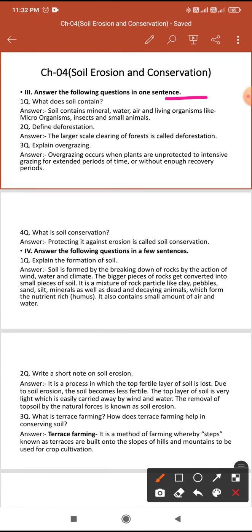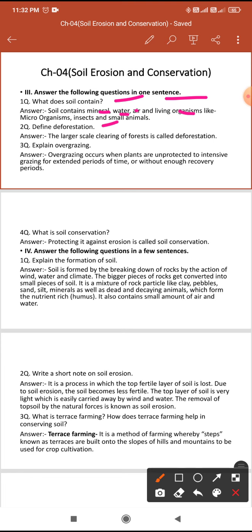Okay, see the third section question. Answer the following questions in one sentence. The first question is, what does soil contain? So soil contains minerals, water, air, and living organisms like microorganisms, insects and small animals. These are all the things contained by soil.